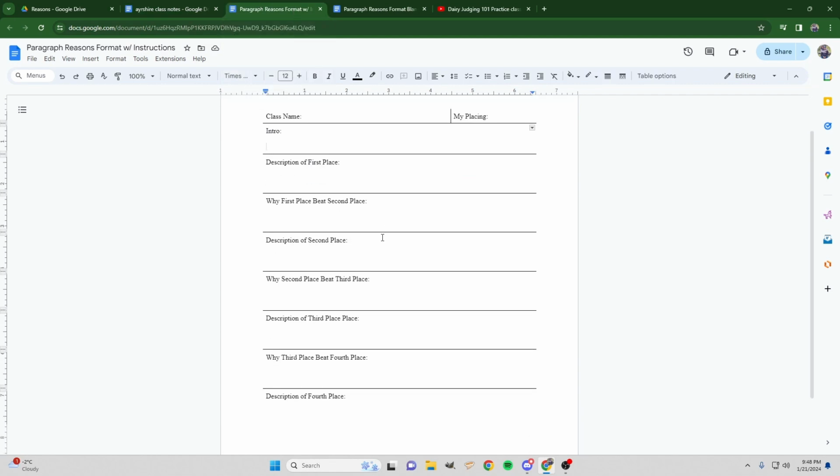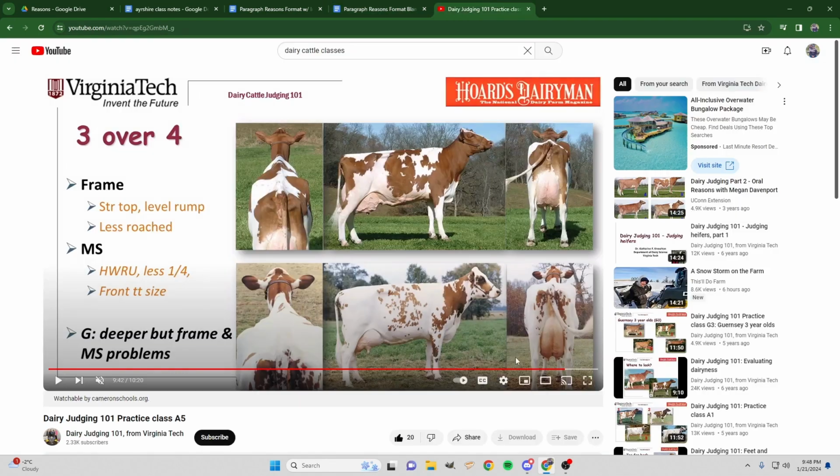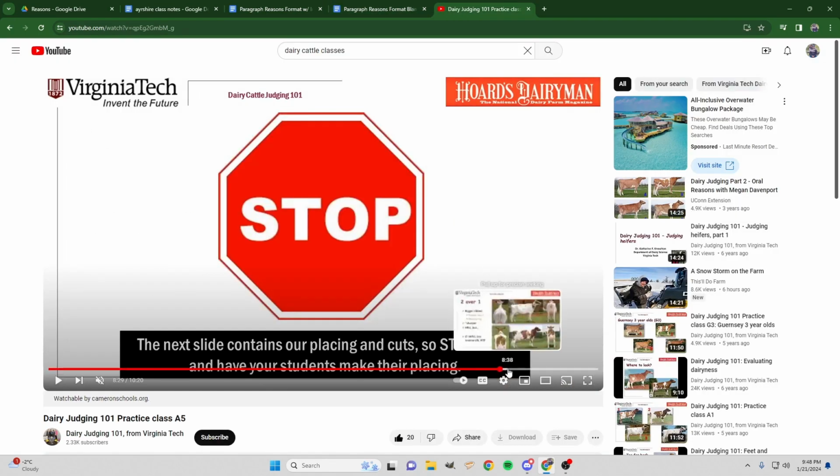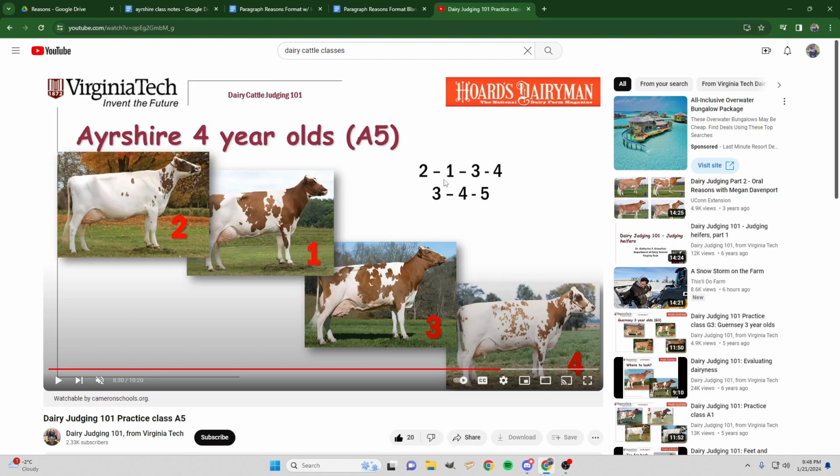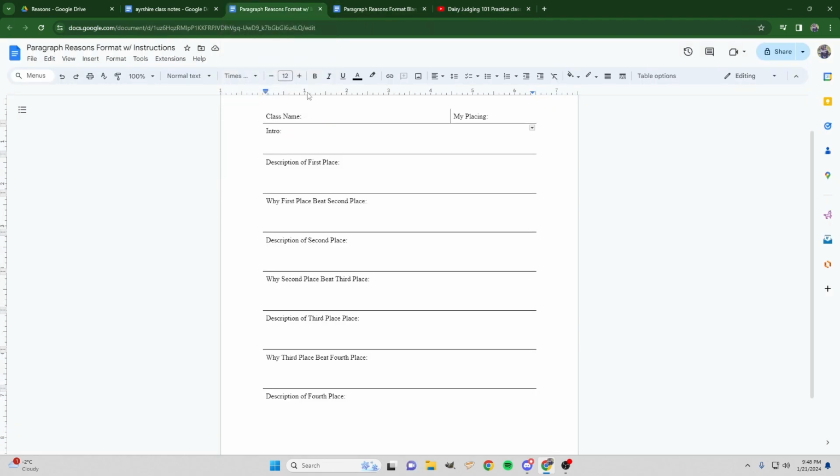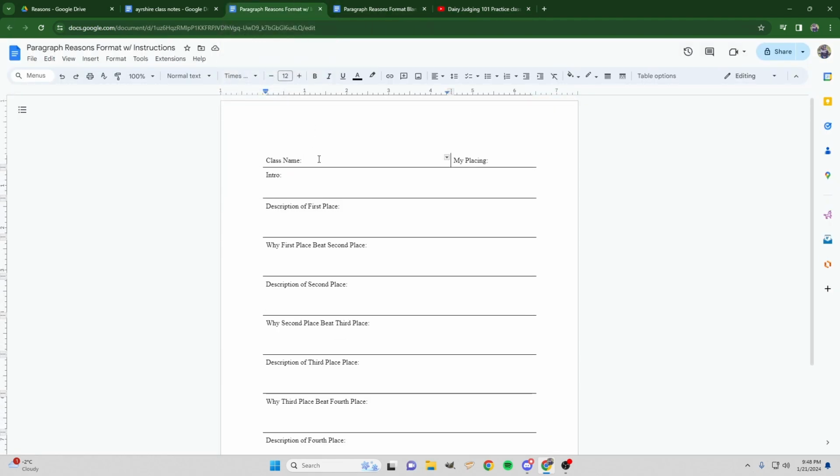So what we're going to do here is we're going to use a little bit of that pair system that they use to cut the class to our advantage. We have a top pair of 2 and 1, a middle pair of 1 and 3, and a bottom pair of 3 and 4. And that's the way we're going to want to talk them, because that's the way we placed the class, right? We were comparing them, we were looking at them as individuals, so on and so forth. So you can see here we have our class name, 4-year-old Ayrshire, and our placing was 2, 1, 3, 4.